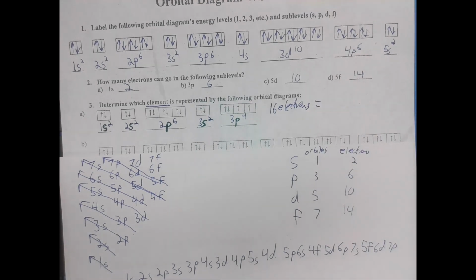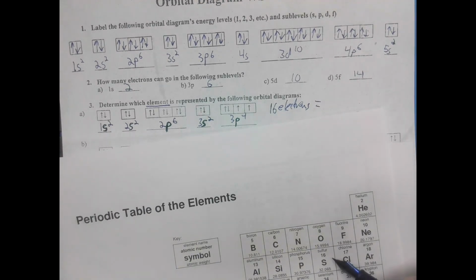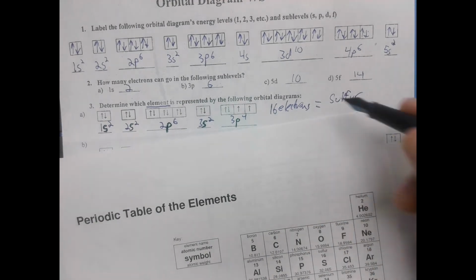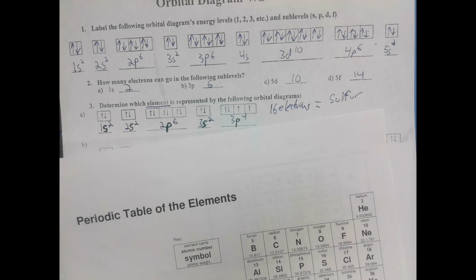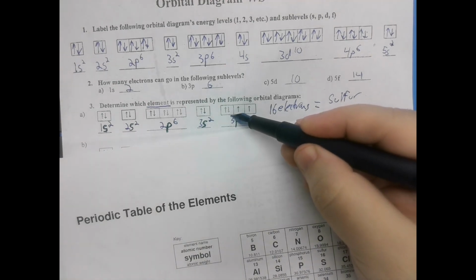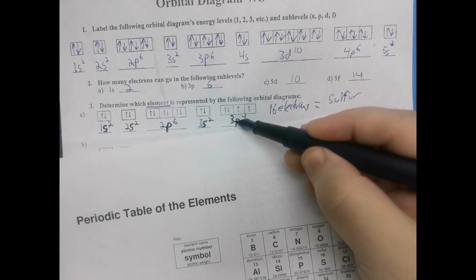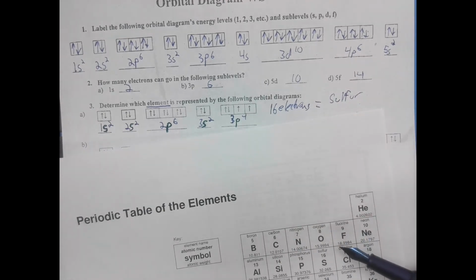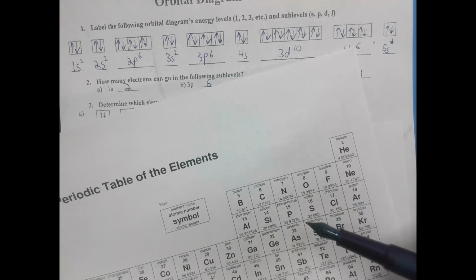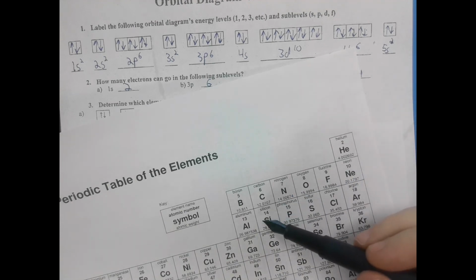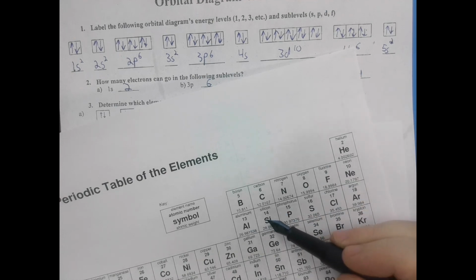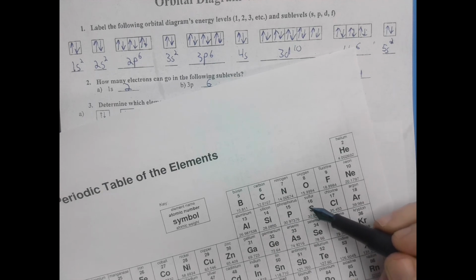16 electrons corresponds to sulfur. Once you do this method, I highly recommend you do the other one to check your answer. The other method is looking at the last one, 3p4. So these are your p blocks, and it's going to be the third energy level. So this is 2p and 3p, and it's number 4. So 1, 2, 3, 4 corresponds to sulfur.